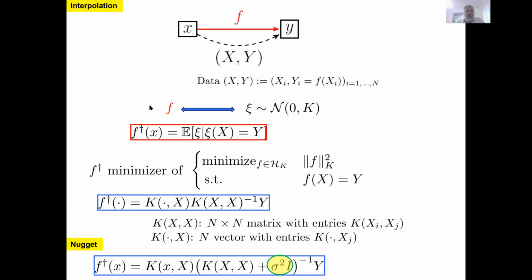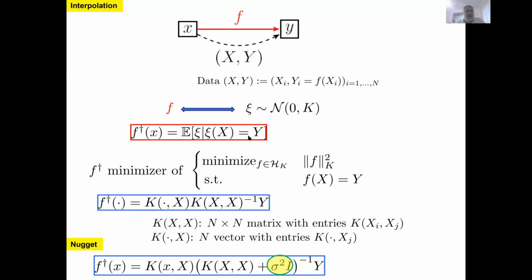Now, if you replace that unknown function f by a centered Gaussian process with kernel k, then its MAP estimator is simply its conditional expectation given the data. So you recover Gaussian process interpolation.